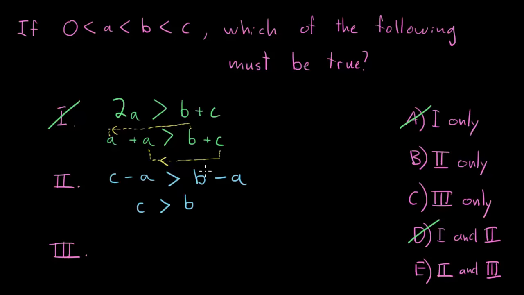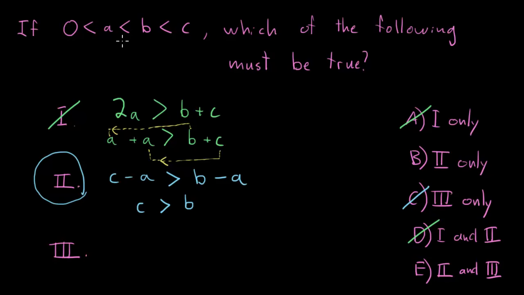So does this have to be true based on this information? And yeah, it does. We're told that c is greater than b in the stem. So yeah, it must be true that c is greater than b. So we've got to keep Roman numeral 2, and we've got to keep all the answer choices with a Roman numeral 2, which means c is not our answer. What about Roman numeral 3?